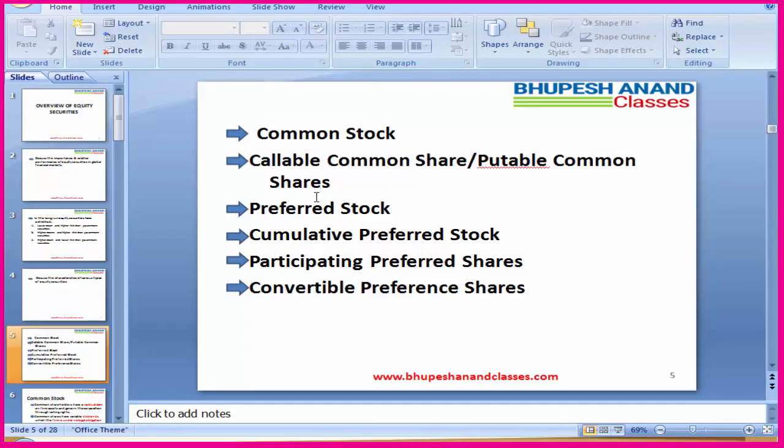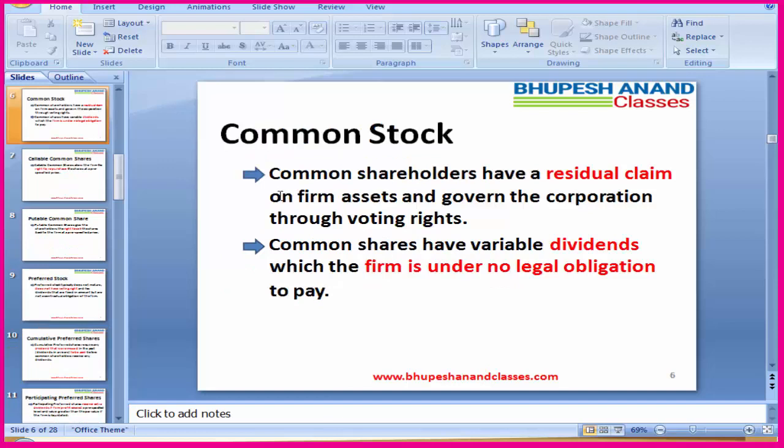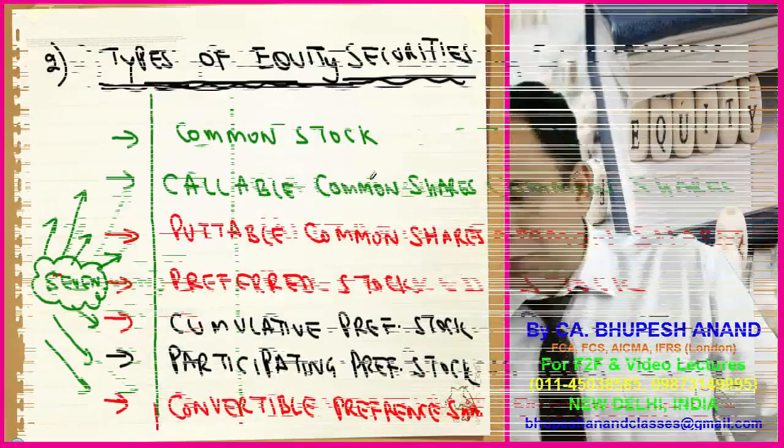We are on the different characteristics or features of equity securities. So we will be discussing 7 types: common stock, callable common shares, putable common shares, preferred stock, cumulative preferred stock, participating preferred stock, and convertible preferred stock. We will discuss one by one what is the meaning of a common stock, which type of equity shares these are, and what their features and characteristics are. My humble request is, no doubt I have prepared PPTs, but if you write down in your register, you will get more clarity. So let's start with writing something, then I will show you these PPTs.